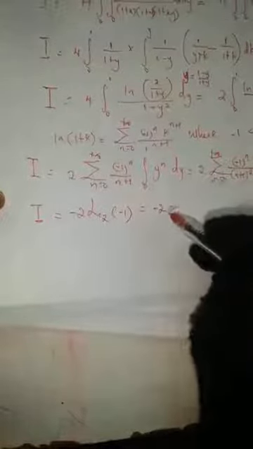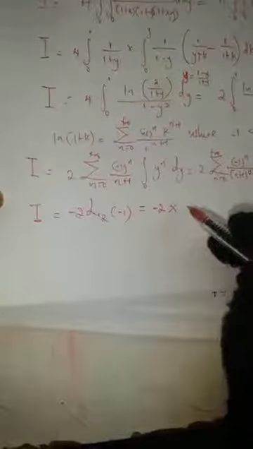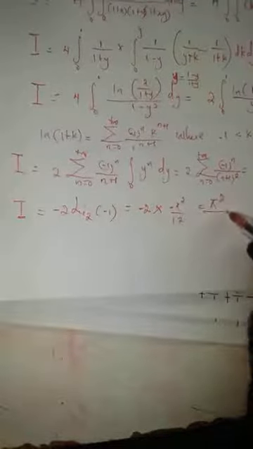Okay, now according to the dilogarithm function here, we have I equal to minus 2 Li2 of minus 1, and this is equal to minus 2 times, Li2 of minus 1 is minus pi squared all over 12. So this is equal to pi squared all over 6.